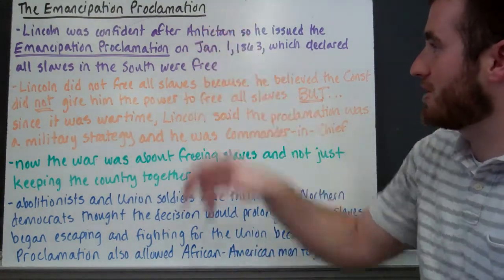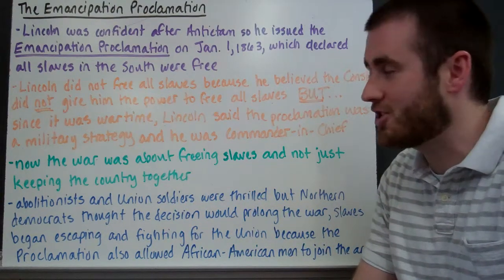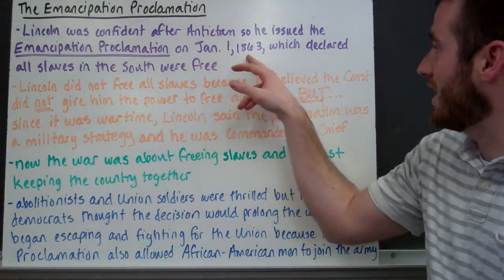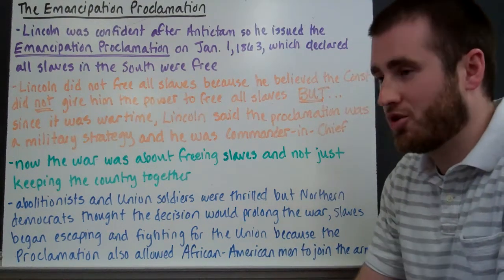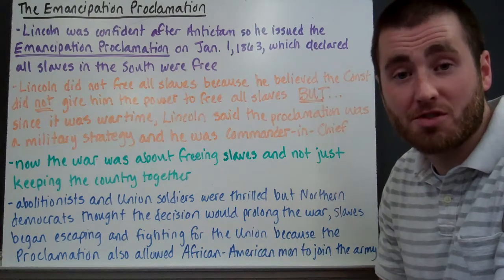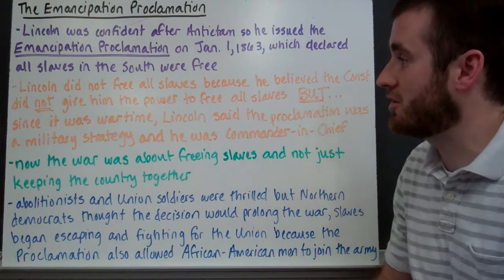So the Emancipation Proclamation. Lincoln was so confident after Antietam that he issued the Emancipation Proclamation on January 1st, 1863, which declared all slaves in the South to be free. So then you might ask, well, why not all slaves? You know, why not slaves in the border states? Why not slaves everywhere? Why just slaves in the Confederacy?